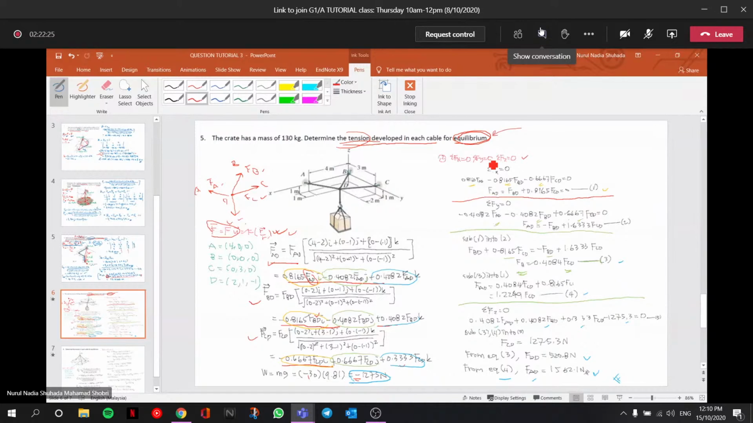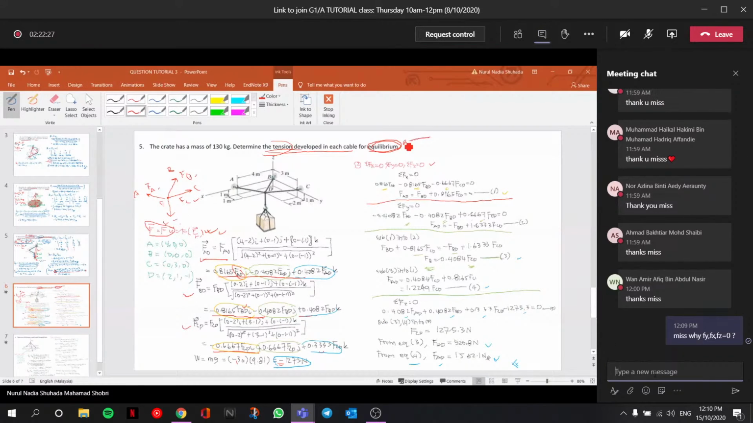This is how important it is for you to pay attention to the keywords in the questions, because it's equilibrium. That means all the forces shall equal 0. Even if you have, like in this question, forces pointing downward, negative 1275.